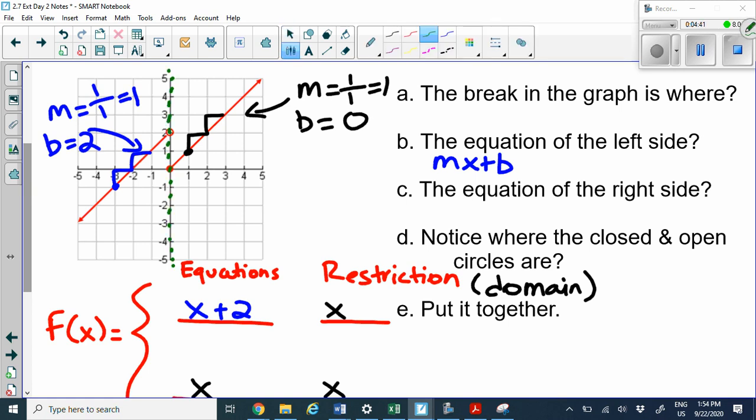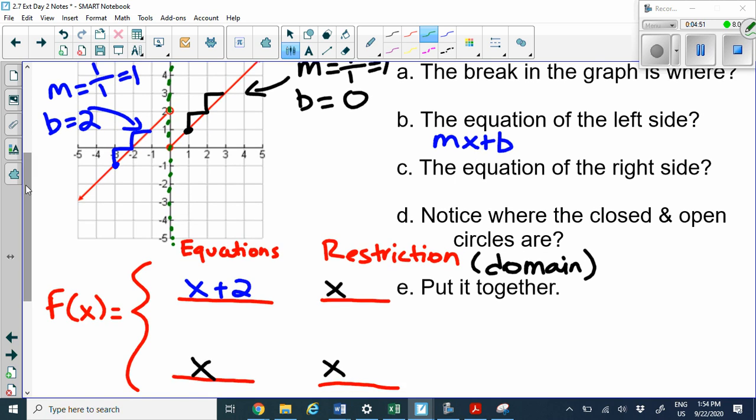You can see where they intersect. So it looks like the open and closed circle have a common x value of 0. So that is the number that we're going to write on here.